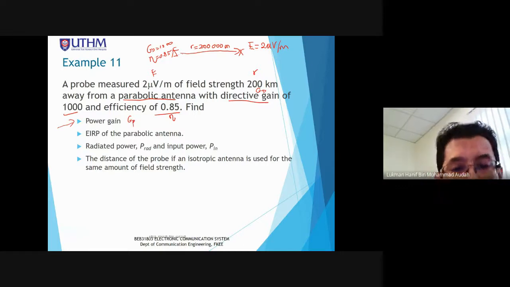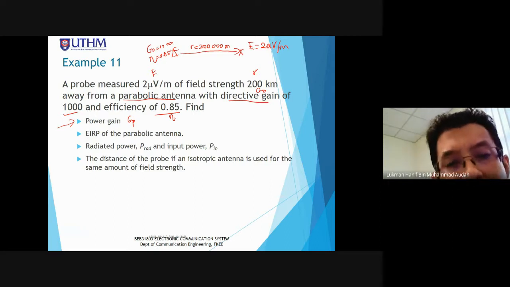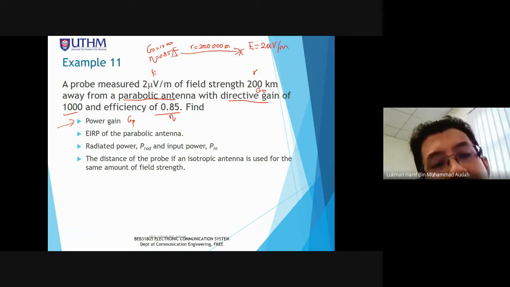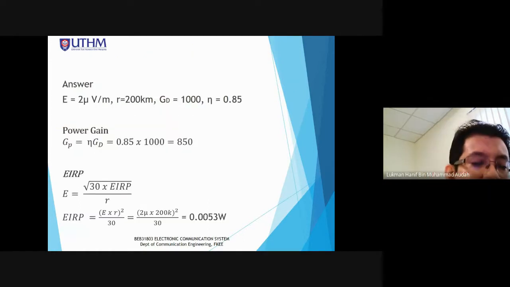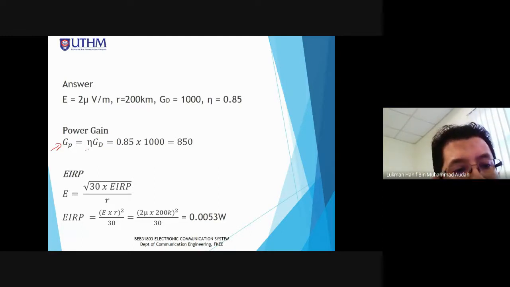Okay, power gain. So power gain is equal to antenna efficiency multiplied with directivity gain. Ini ada dia punya solution di sini. Power gain bersamaan dengan antenna efficiency multiplied with the directivity gain. So 0.85 multiplied with 1000.